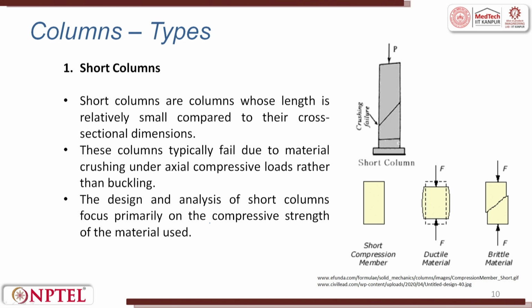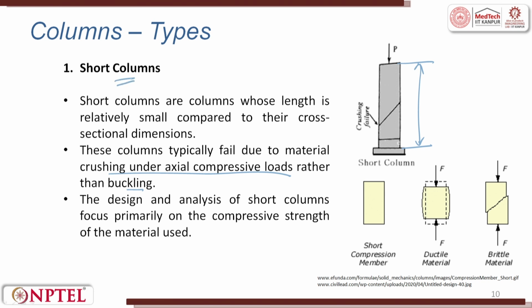Now, let us look into types of columns. There are two types of columns, one is called a short column, the other one is called a long column. Short columns are columns whose length is comparatively smaller than their cross section dimension. It will be something like a barrel. These columns typically fail due to material crushing under axial compressive force rather than buckling. So, a short compression member. When you apply forces, it tries to buckle; first it tries to bulge, then after bulging it tries to buckle.